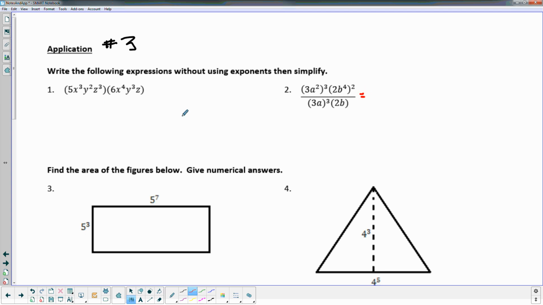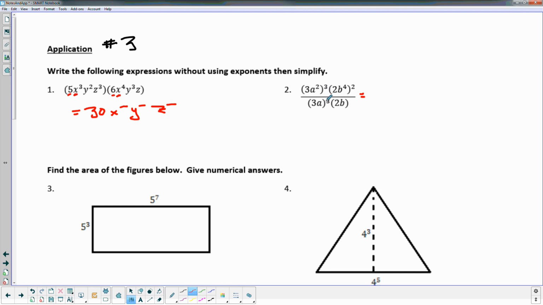So I'm going to leave number one. It's pretty straightforward. Deal with your numbers, numbers with numbers, and then like variables with like variables. So I would say the first thing you'll probably have is 30 from 5 times 6, and then you'll have some x's to some powers, and then y's to some power, and z's to some power. So not really much more that I can do on that one without actually giving away the problem.